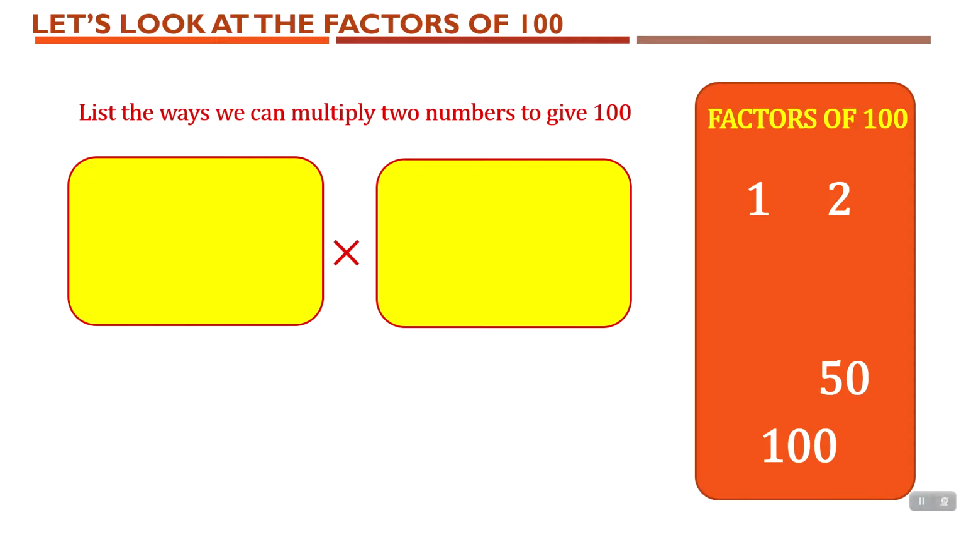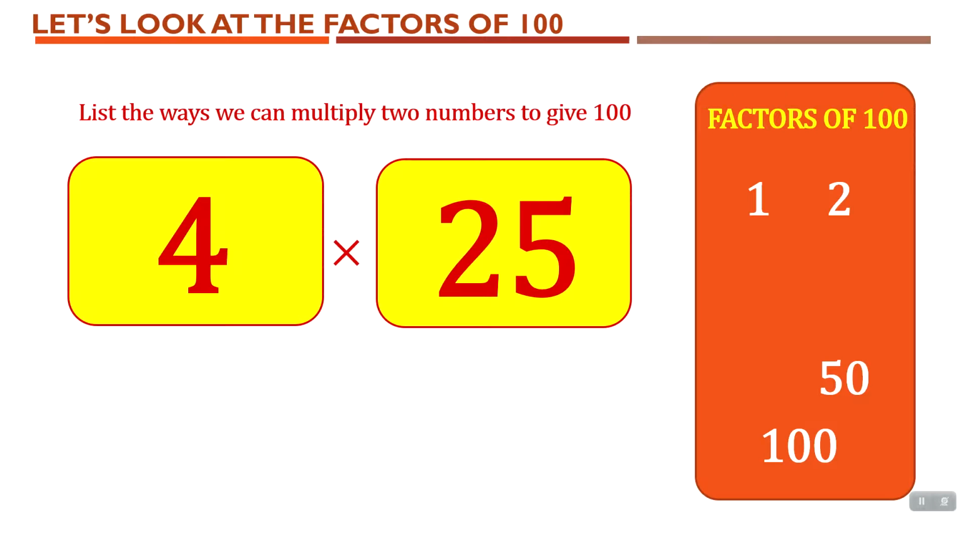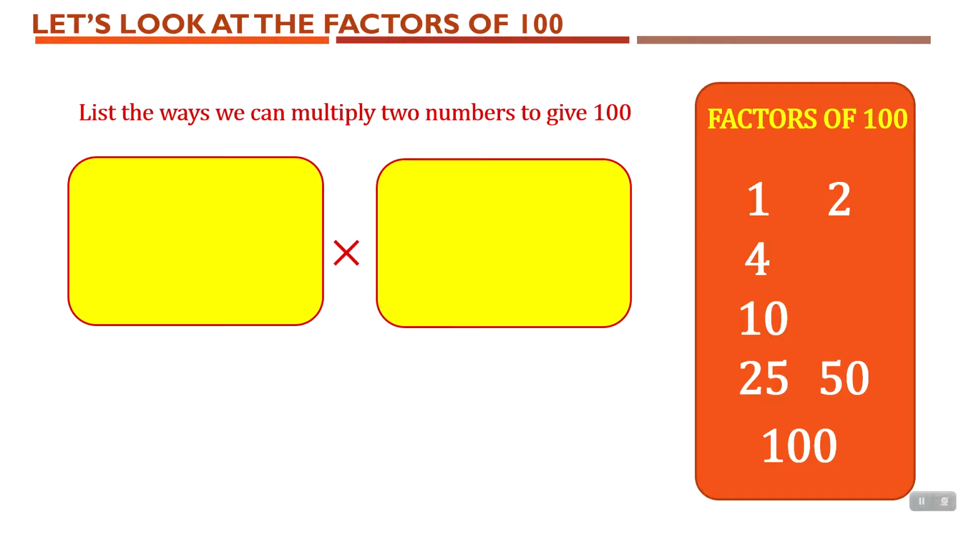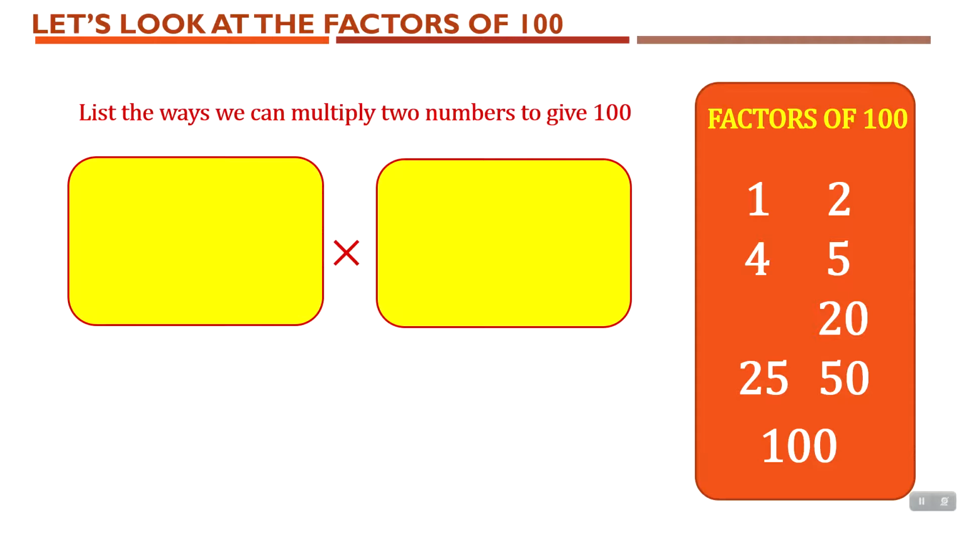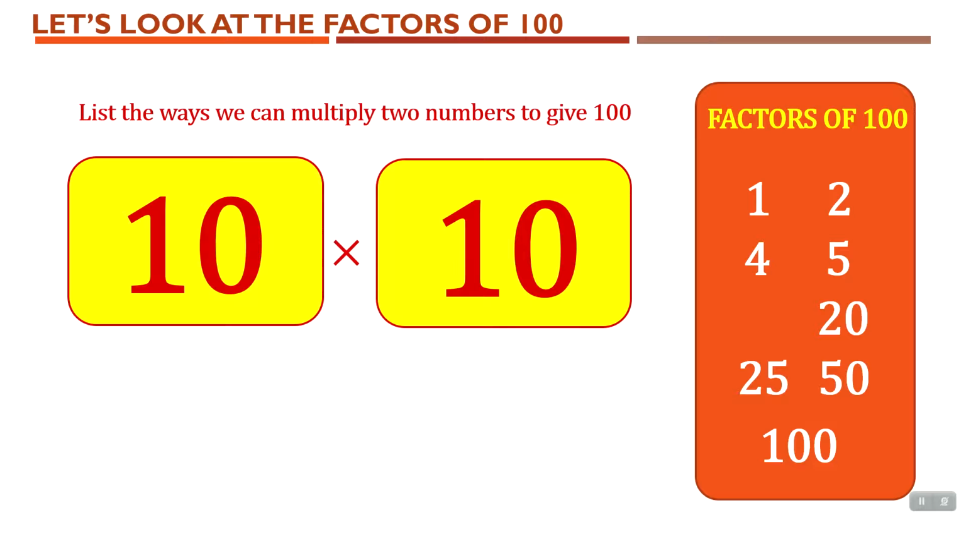What else? Not 3. 3 can't go into 100. 4. 4 times 25 is 100. And so 4 and 25 are factors of 100. How about 5? 5 times 20 is 100. And so 5 and 20 are factors of 100. Are there any more? Yes, 10. 10 times 10 is 100. And so 10 is a factor of 100.